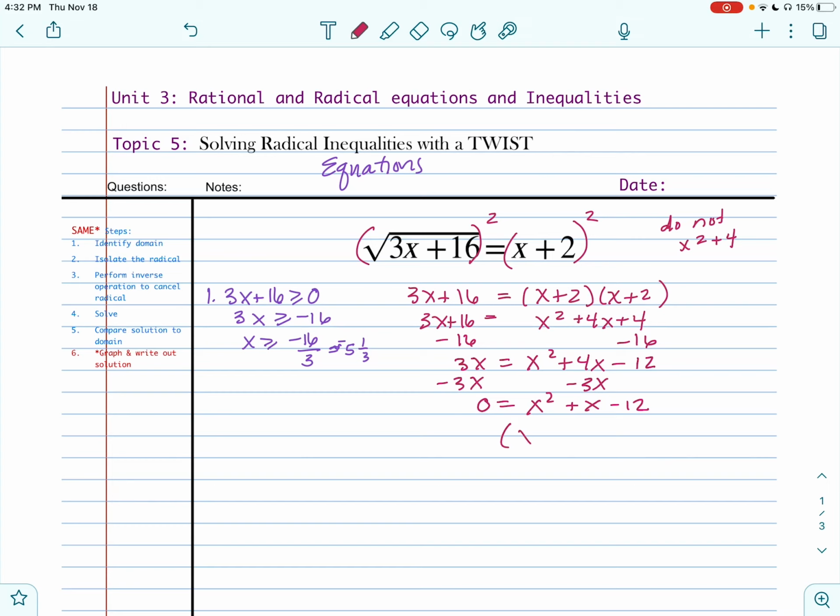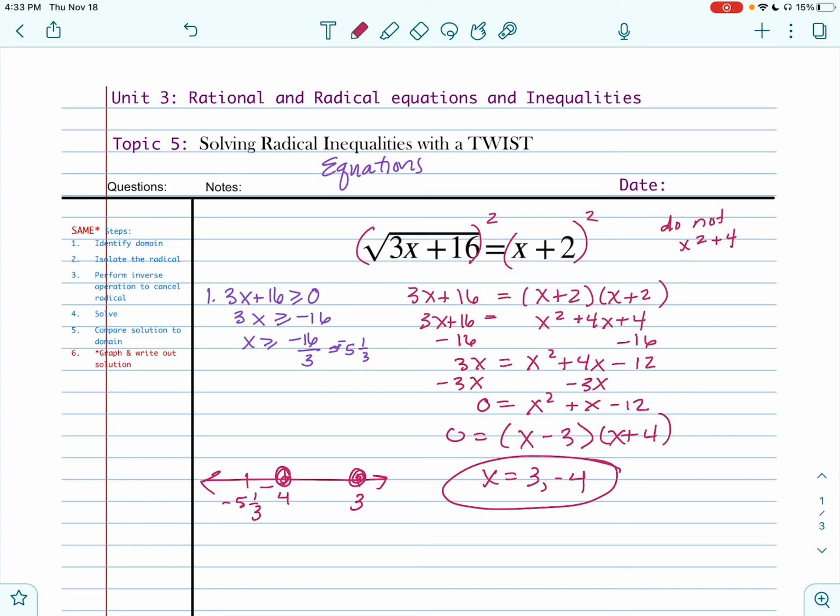Okay, and then I'm gonna factor. Let's see, x minus 3 and x plus 4. And that means my x's are 3 and negative 4. And now we need to compare, right? And I think sometimes a number line does help you compare. X's have to be greater than negative 5 and 1/3. That's down here. Negative 4 would be here. Positive 3 would be here. And since both of these are above negative 5 and 1/3, we can keep both answers.